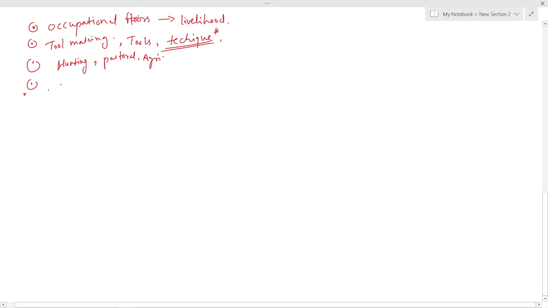So we'll write down a few: rock paintings, cave paintings, pits, houses, floors, and settlement patterns. These are the cultural materials which are used for the study of tool and technique.